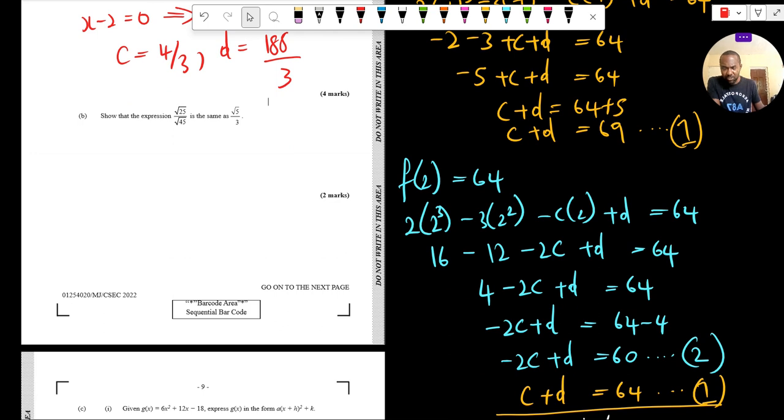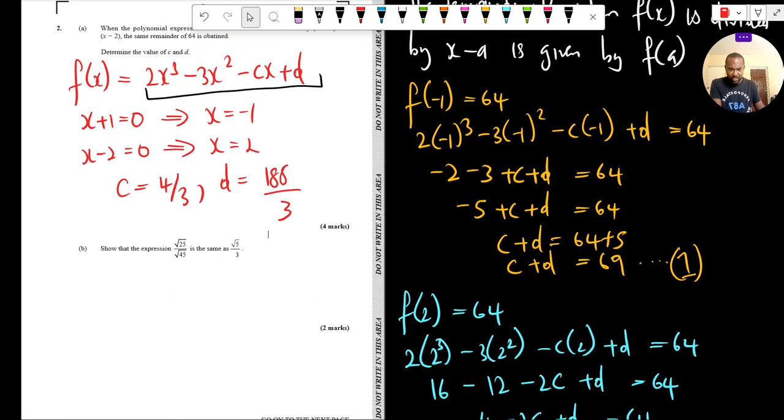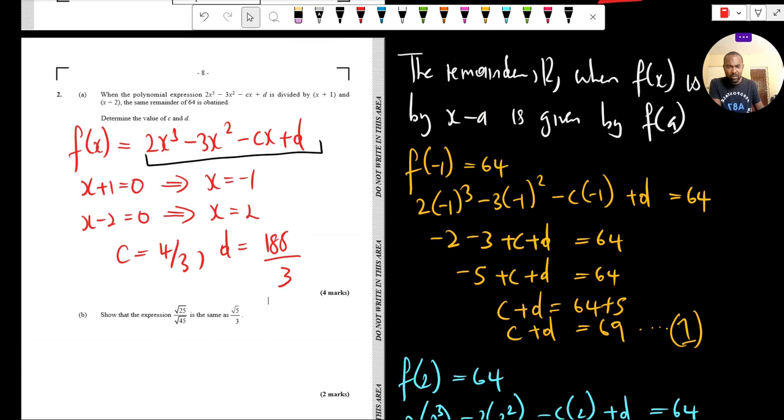Now, let's look at part B. No, actually, before I move on, let me just check to make sure I did not make any mistake, right? So yes, f of x equals 2x cubed minus 3x squared minus cx plus d. We're told that when it's divided by x plus 1 and x minus 2, the remainder is 64. x plus 1 equals 0, x equals minus 1, x minus 2 equals 0, x equals 2.